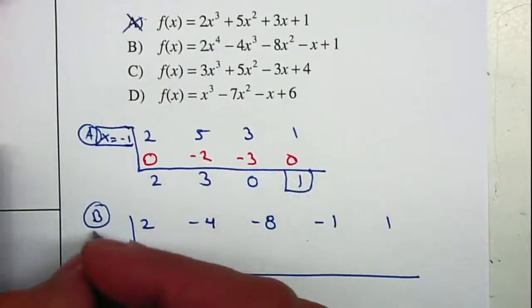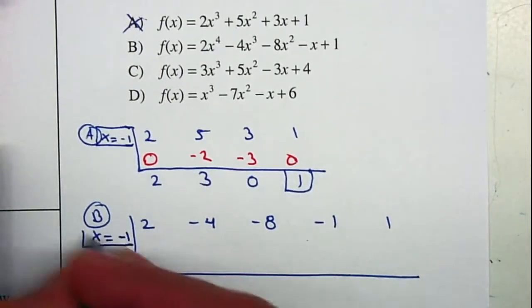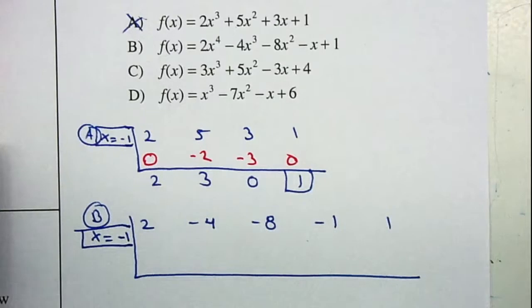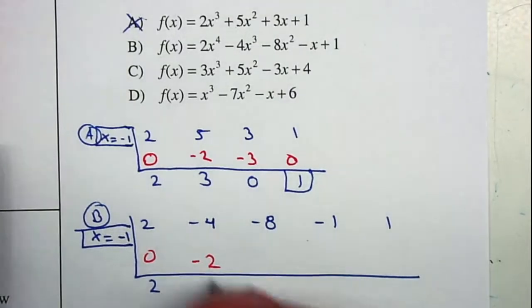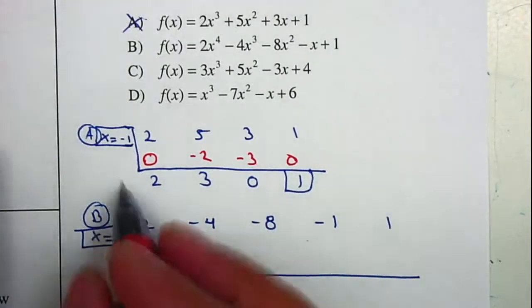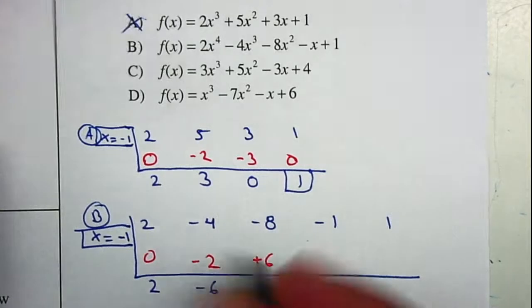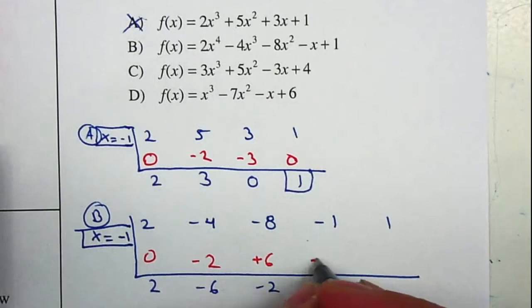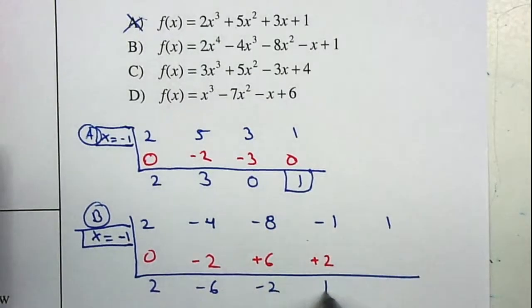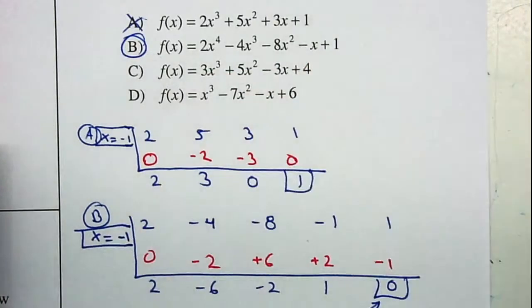And x equal to -1. I'm going to start with a 0, and then I'm going to add. Multiply. -1 times 2 is -2, and you're going to add. Multiply. -1 times 6 is +6. Then I'm going to add. Multiply. -1 times -2 is +2. Then you're going to add. Multiply. -1 times 1 is -1. Then you're going to add. Your remainder is 0, so therefore -1 is a root for letter B.